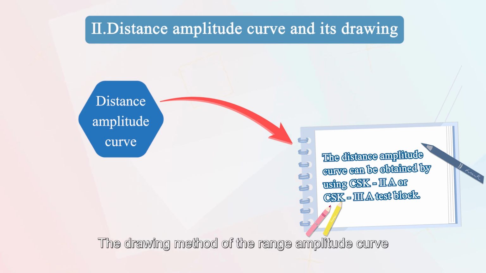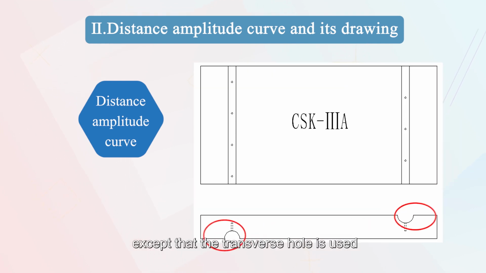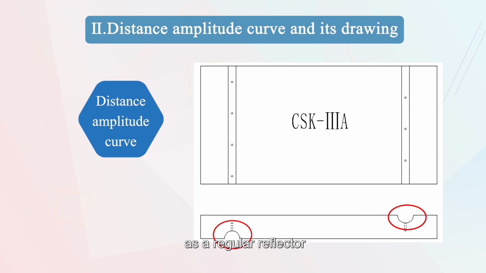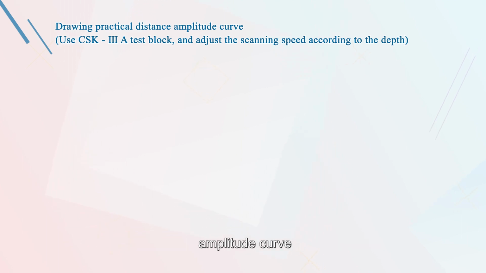The drawing method of the distance amplitude curve is basically the same as that of the AVG curve described above, except that the transverse hole is used as a regular reflector. Next, let's learn how to draw the practical distance amplitude curve. Use the CSK-IIIA test block to draw the distance amplitude curve.